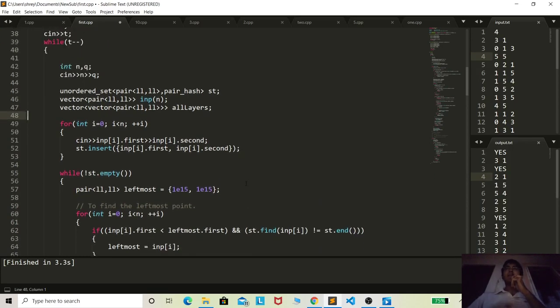So our aim in this problem is to maximize the number of layers to be formed. So we'll completely exploit all the points, and so this condition is while the set is not empty, we'll just keep forming the layers as much as we can.